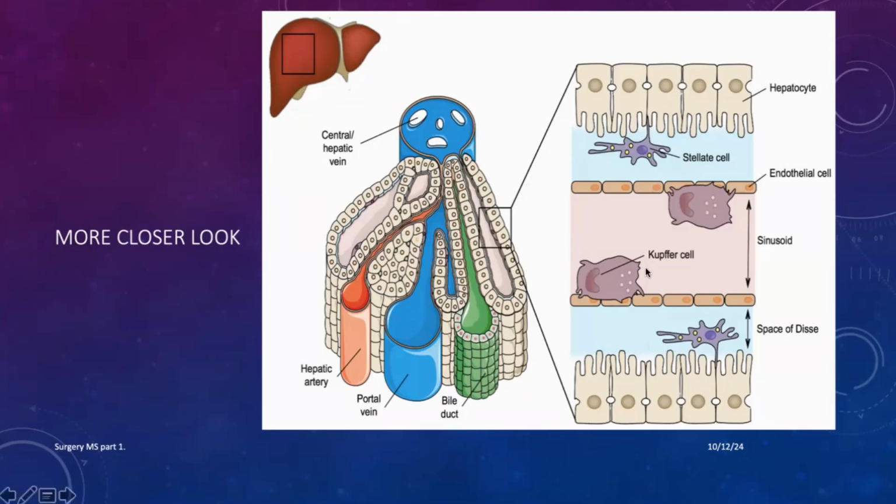So Kupffer cells are responsible for scavenging, and have a macrophage function against pathogenic organisms. Whereas the stellate cells have the storage function for fat and vitamin A, and they can also transform into cells with regenerating properties to create hepatocytes. So that is why the liver is a resectable organ which can regenerate afterwards. These are the sinusoidal spaces, and this is the part known as the space of Disse.